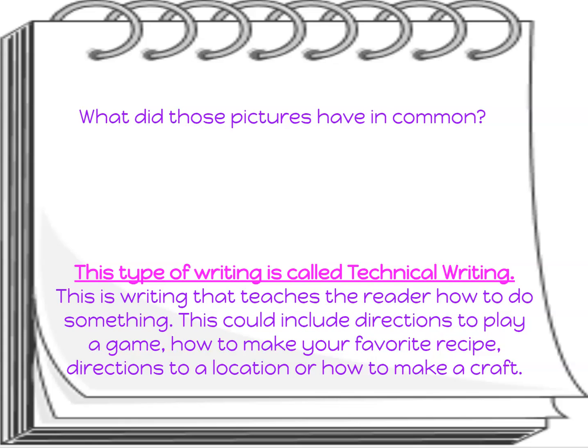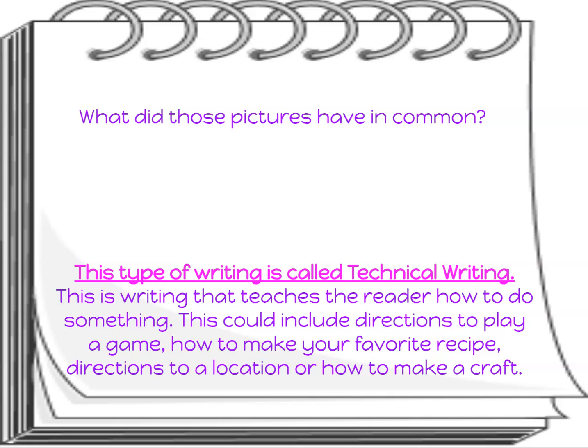So if I'm thinking about what those pictures had in common, I noticed a lot of step-by-step directions. How to braid, how to wash my hands, how to draw a cat. Those were examples of step-by-step instructions. I also noticed things made in lists. I didn't see a whole lot of complete sentences. I noticed lists and bullet points.